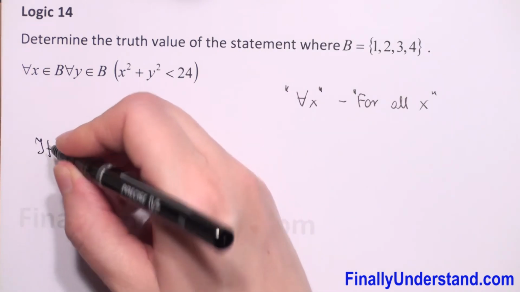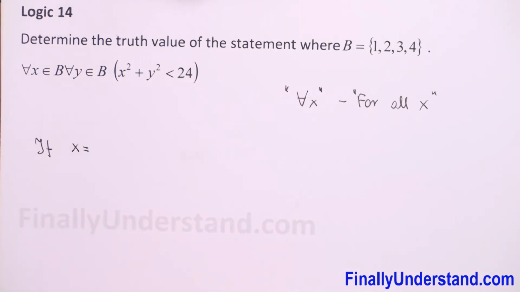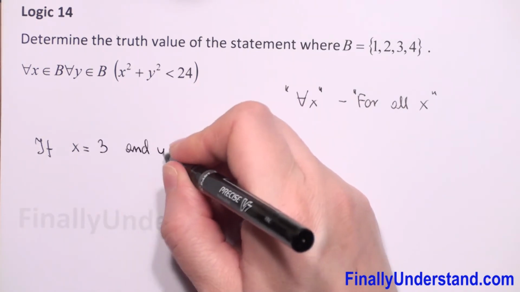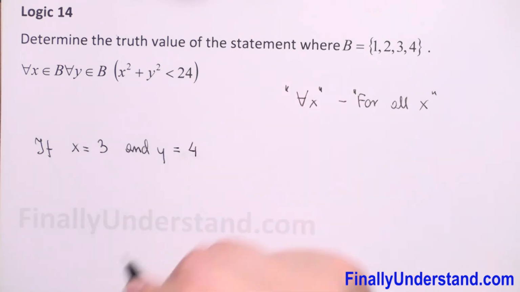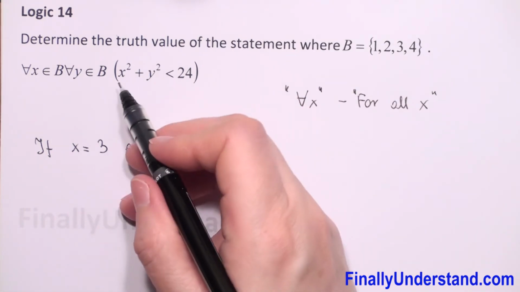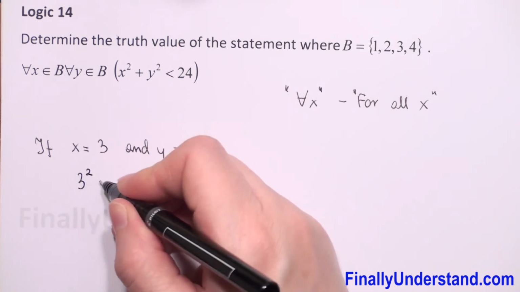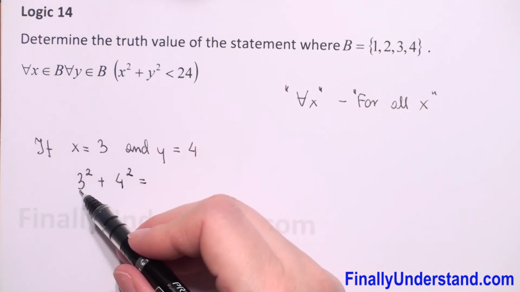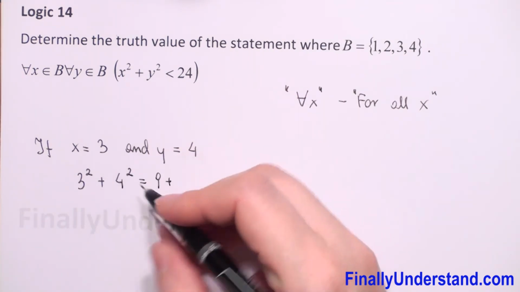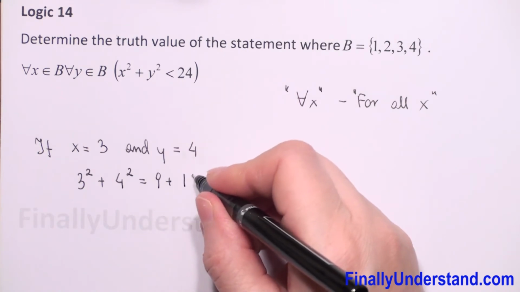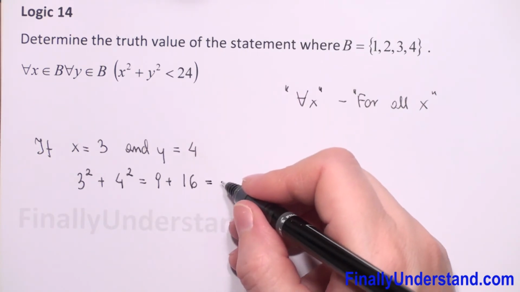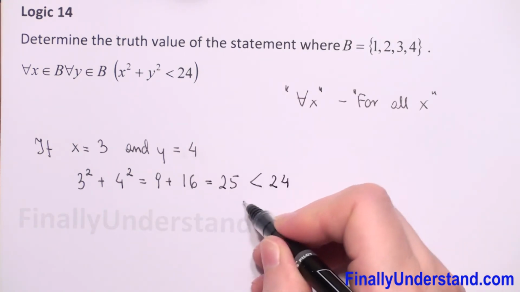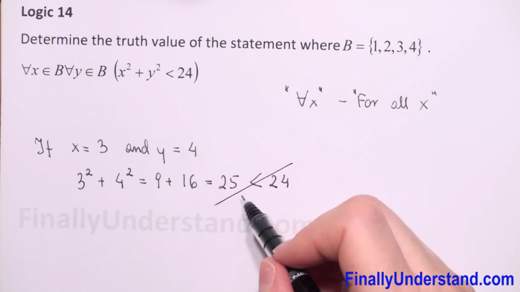If I choose that x is equal, for example, 3, and y is equal 4, we will have x to second power. So we have 3 squared plus 4 squared. 3 to second power is 9, plus 4 to second power is 16. So this is equal 25. 25 is not less than 24, it is not a true inequality.